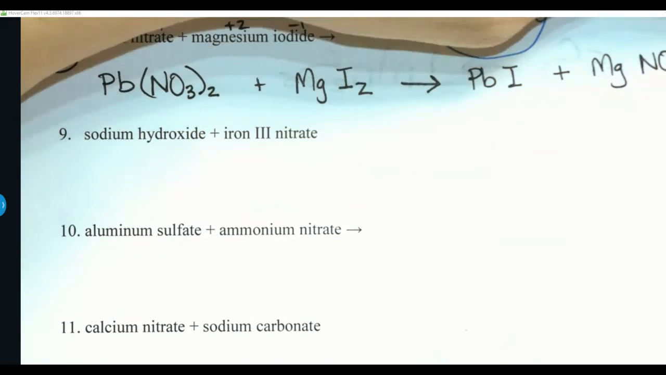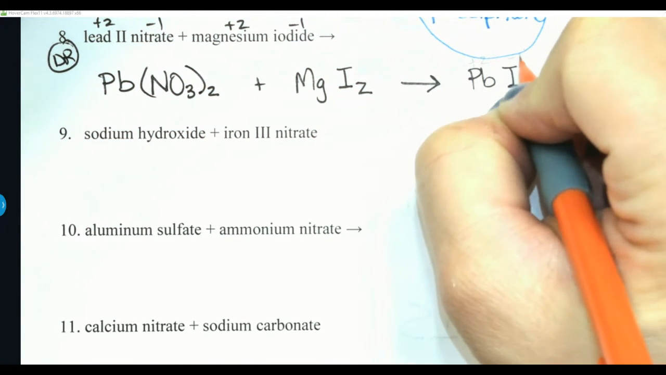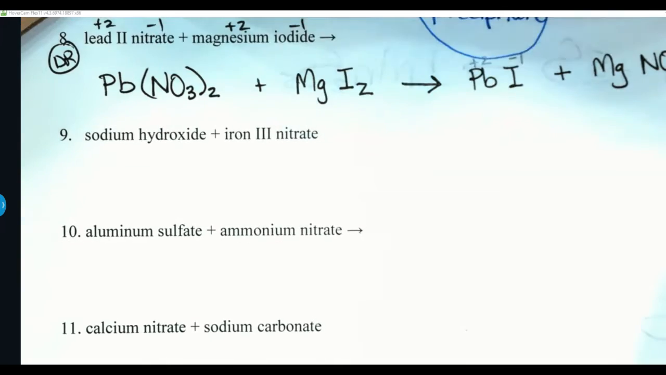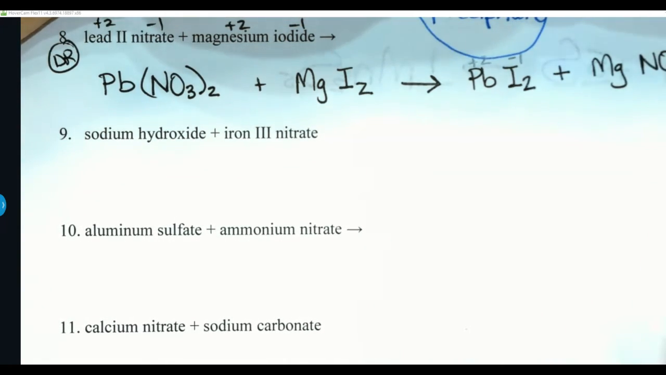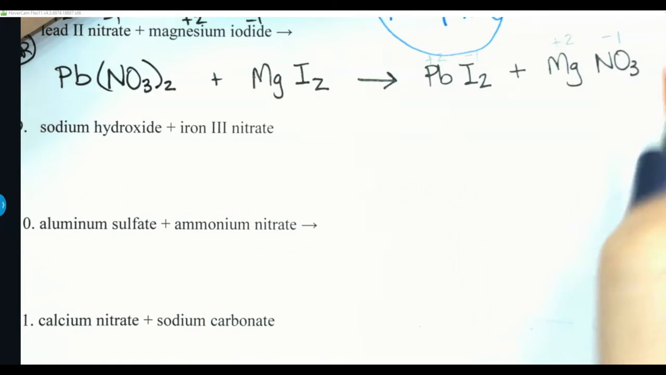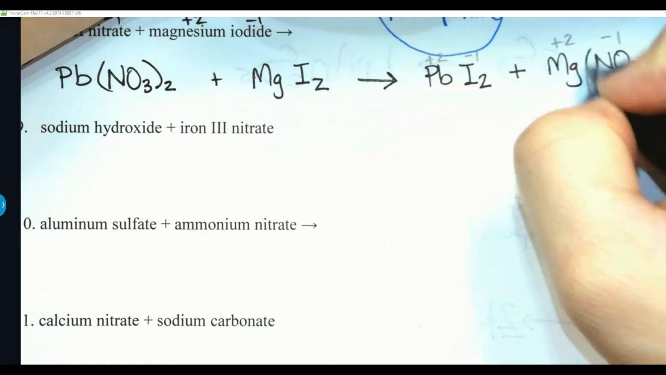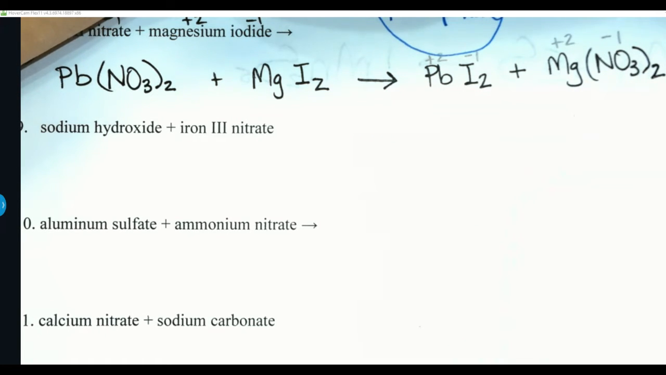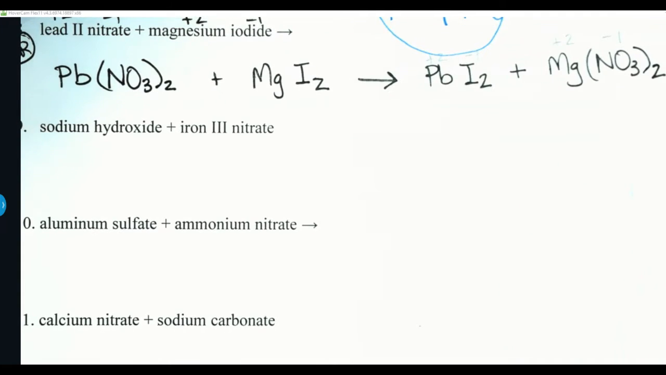And now we're going to balance the charges on the right side. The lead is plus 2 and the iodide is minus 1. So plus 2 and minus 1 will crisscross. That's going to put a 2 here. Magnesium is plus 2, nitrate is minus 1. So we're going to crisscross those, and that's going to put nitrate in parentheses with a 2. So I'm done with my charges. And now we can balance the coefficients.